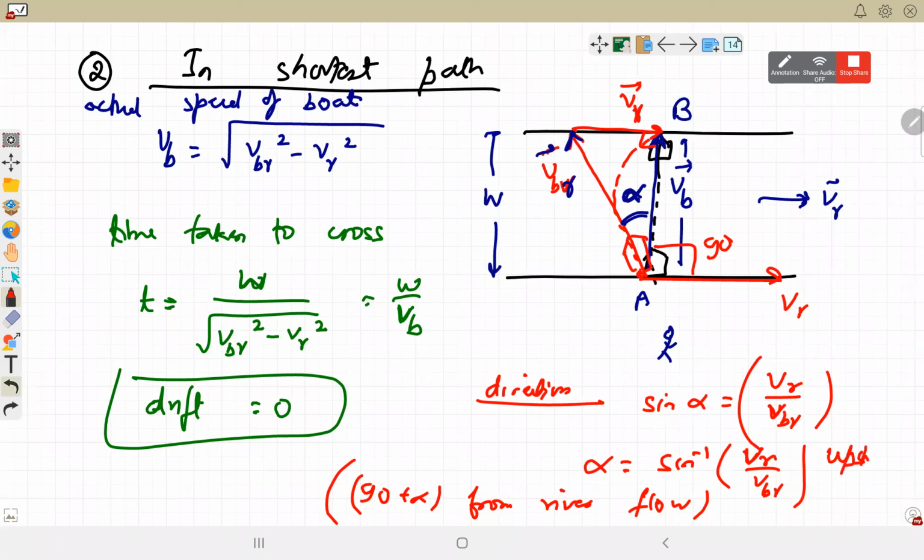This is not possible to attain अगर river की velocity boat की velocity से ज़्यादा है, because if VR is greater than VBR, sin alpha 1 से बड़ा हो जाएगा, and sin alpha is not possible to be greater than 1. So ऐसे भी क्वेश्चन आ चुके हैं. उसमें रिवर की स्पीड बोट की स्पीड से अगर ज्यादा गिवन है, then it is not possible to reach exactly on the opposite bank. It is not possible at all to go exactly directly on a straight line path.